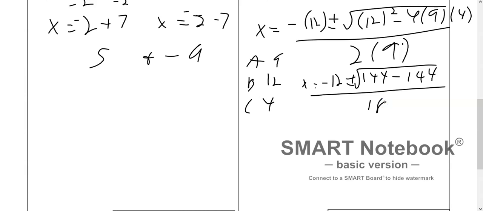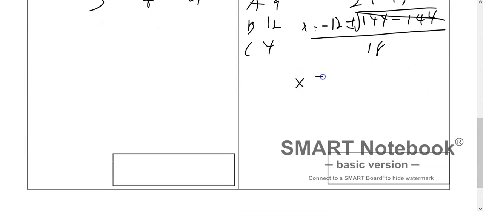Well, 144 minus 144 is 0. The square root of 0 is 0. Okay, so that's going to give me x equals negative 12 over 18, because plus or minus 0 doesn't make any difference. And that reduces. Okay, 6 goes into 12 twice, 18 three times, so negative 2/3.